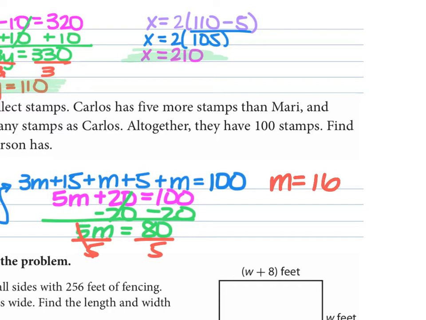From here, we know that Carlos is M plus 5, so 16 plus 5 is going to be 21. Carlos is 21. And then lastly, Amanda is 3 times Carlos, so 3 times 21 is 63. If we added all of these together, that doesn't look right. If we added all of these together, they should equal 100.